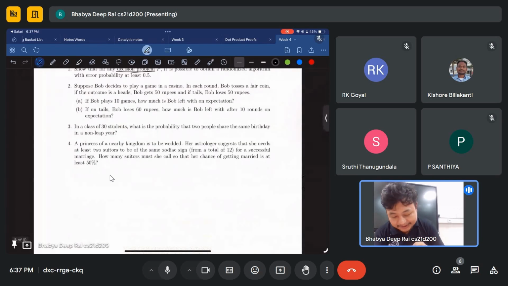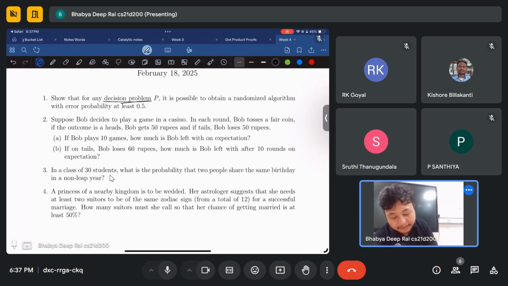Okay, so let's talk about the second one. Here's the question: suppose Bob decides to play a game in a casino. In each round, Bob tosses a fair coin. If the outcome is heads, Bob gets 50 rupees, and if it is tails, Bob loses 50 rupees. Now, if Bob plays 10 games, how much is Bob left with on expectation?